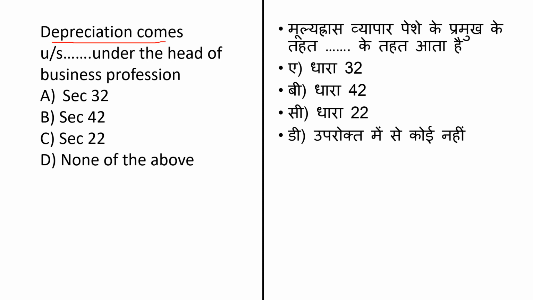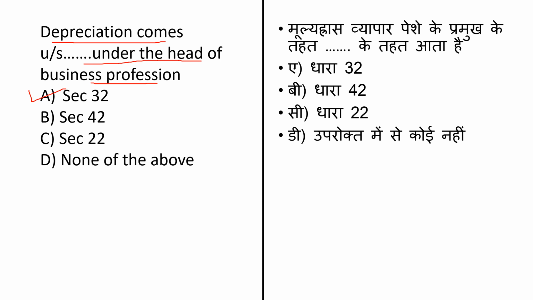Depreciation comes under which section? Under the head of business profession. Here they ask you about the depreciation, under which section it comes. For this, the first option given is section 32. As per section 32 of the Income Tax Act 1961, depreciation is allowed on tangible assets and intangible assets. Now here tangible asset means which we can touch and see, and intangible assets are those assets which we cannot see, owned wholly or partly by the assessee and used for the purpose of a business or profession.